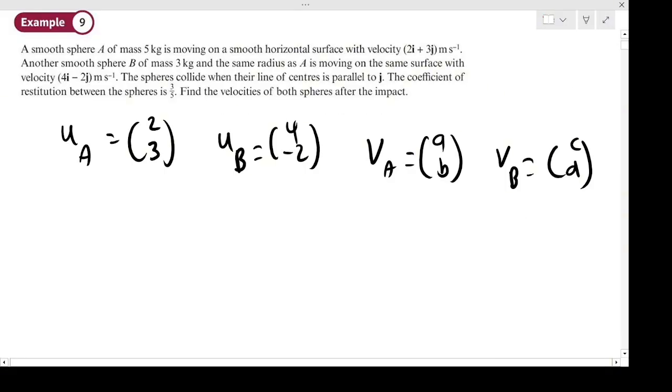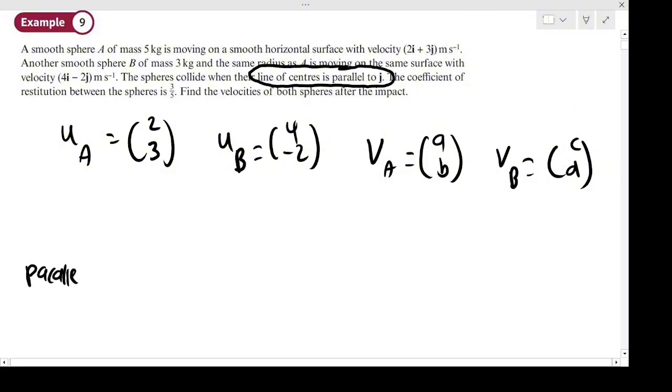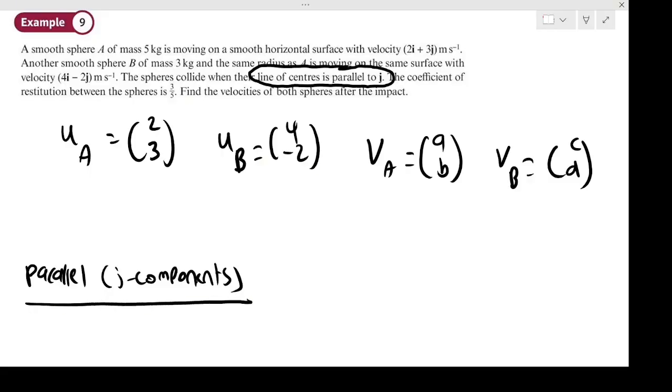Right, so the main thing to pay attention to here is that I'm told the line of centres is parallel to J. So the parallel direction is the J components, right? So these components here for my vectors, my J parts. So we want to consider the J components. So the parallel parts are my J components. Okay, so I'm going to apply restitution and momentum to the J components.